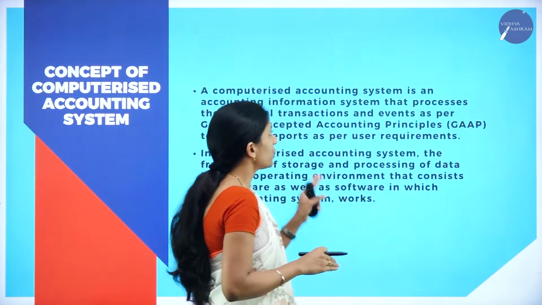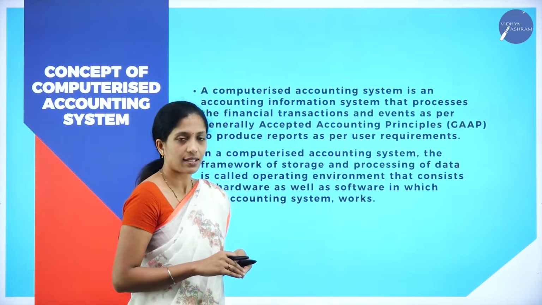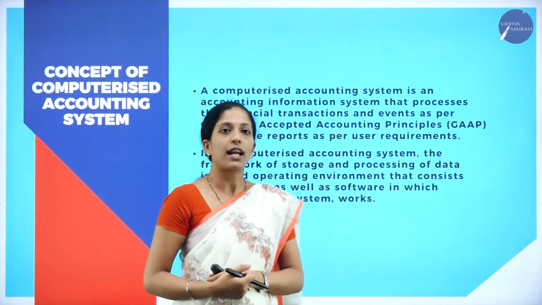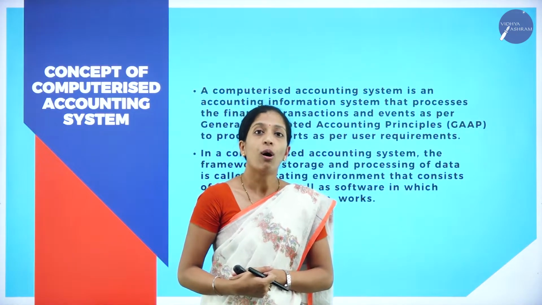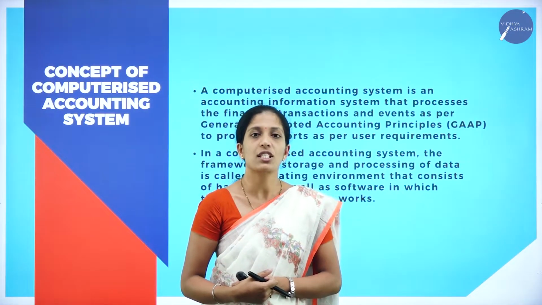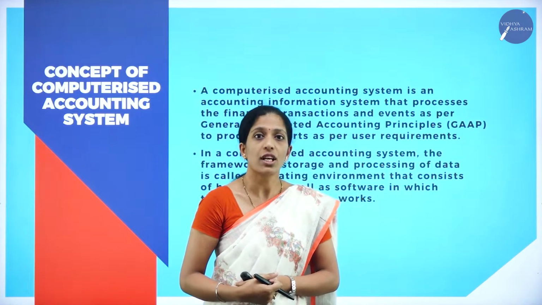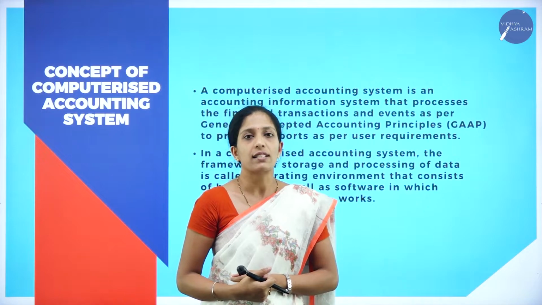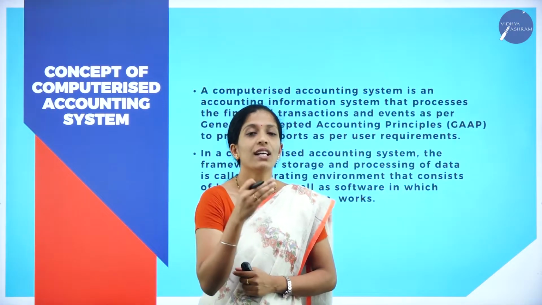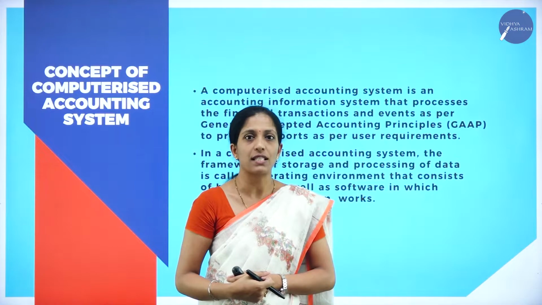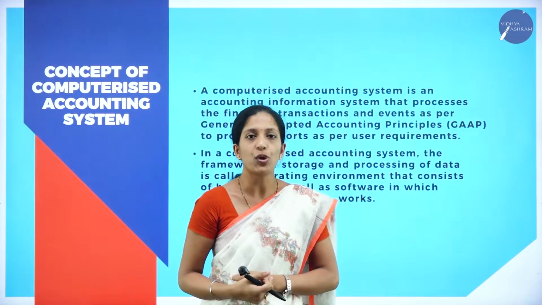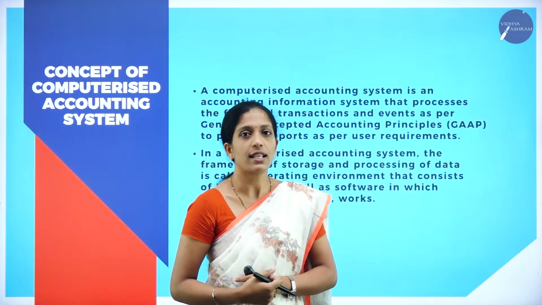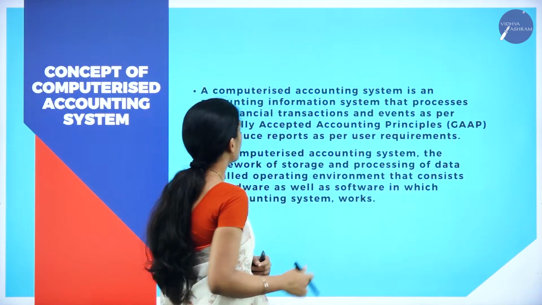Now coming to the meaning of computerized accounting system, as I have already told you, in manual accounting or in computerized accounting, we have to follow all the accounting principles given by GAAP, that is generally accepted accounting principles. So in a computerized accounting system, here also we have to follow GAAP, but by using the computer we record the transactions. So that is known as what? Computerized accounting system. Now go through the meaning here.